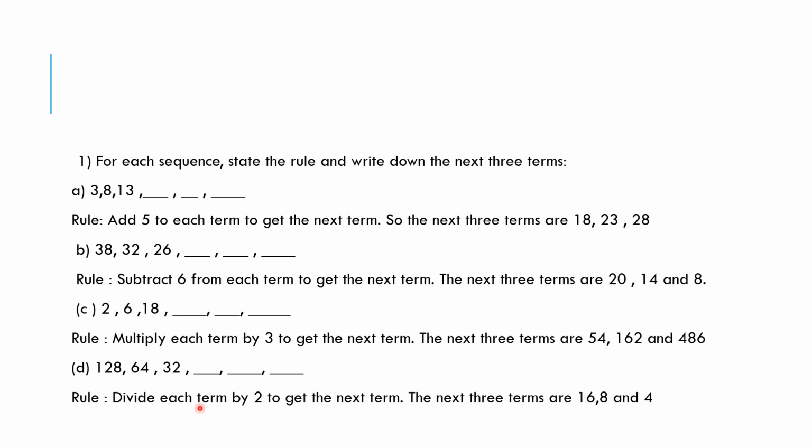Okay, the next is 128, 64 and 32. The rule is divide each term by 2 to get to the next term. The next three terms are 16: 32 divided by 2 is 16, 16 divided by 2 is 8, 8 divided by 2 is 4.